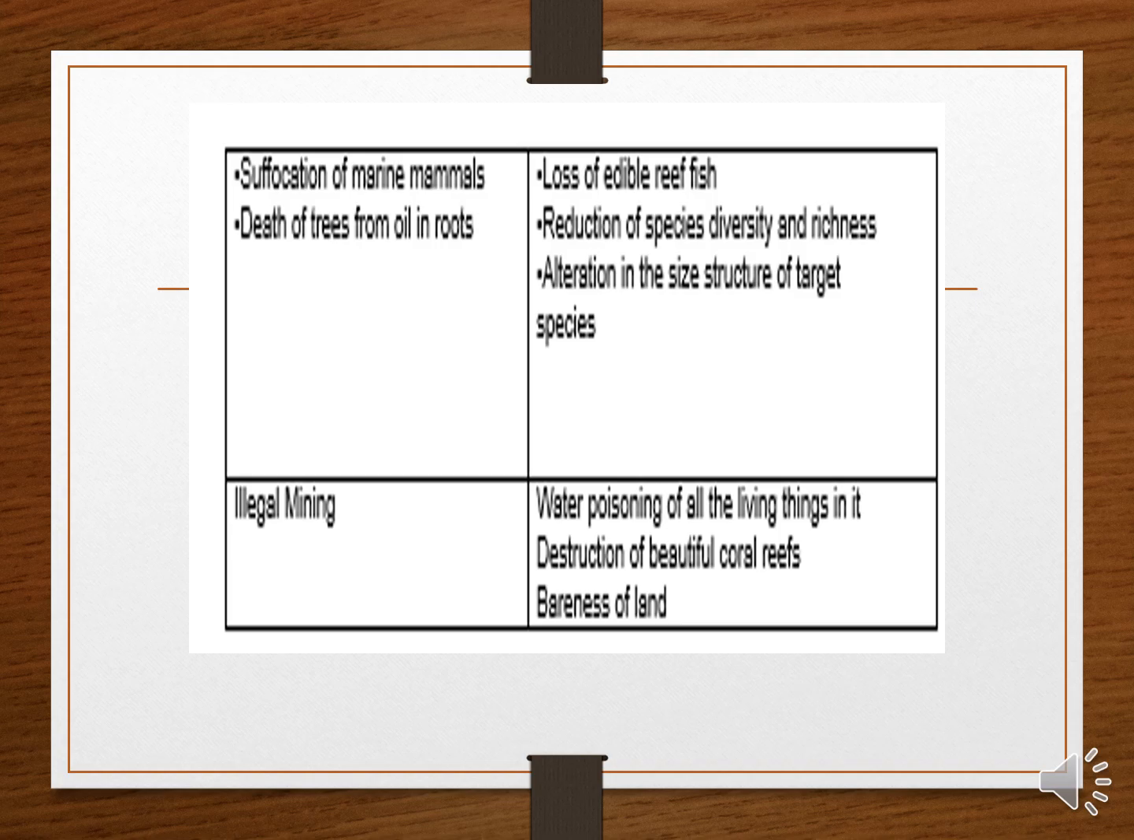A loss of edible reef fish, reductions of species diversity and richness, alterations in the size structures of target species. Illegal mining: water poisoning of all living things, destruction of beautiful coral reefs, bareness of land.